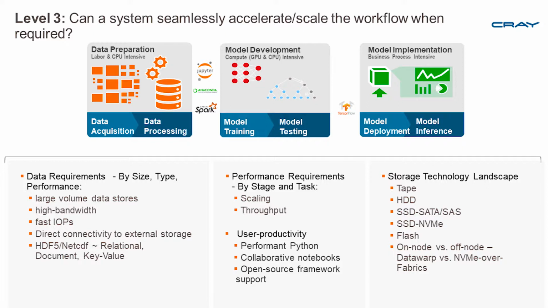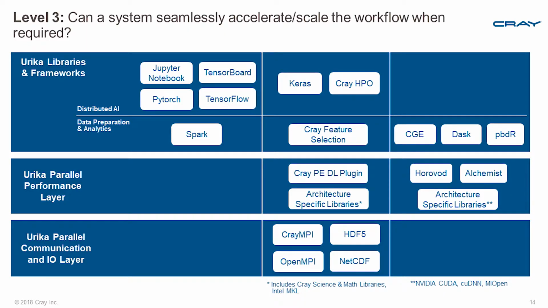So the top layer that you see is the layer that's a single node kind of software. So if you're trying to use TensorFlow on your laptop and you're trying to run it on a node on a Cray machine, you've got the exact same environments. You've got the Jupyter notebooks. You've got frameworks like PyTorch and TensorFlow or TensorBoard that works on top of TensorFlow and so forth. You're able to launch a Spark cluster on demand. You can use Keras over TensorFlow as well.